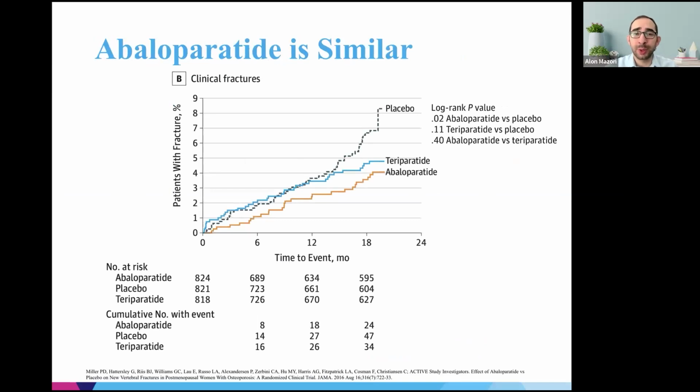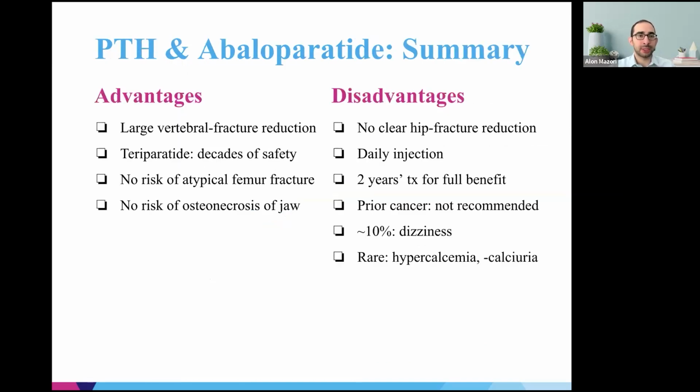Abaloparatide, or Tymlos, is quite similar to teriparatide. In this trial that compared placebo, teriparatide, and abaloparatide, it is unsurprising that teriparatide and abaloparatide both significantly reduced the risk of clinical fractures. However, there was no statistically significant difference between teriparatide and abaloparatide in this regard. And so when we think about these two treatment options, we note the large vertebral fracture reduction, but also no clear hip fracture reduction.